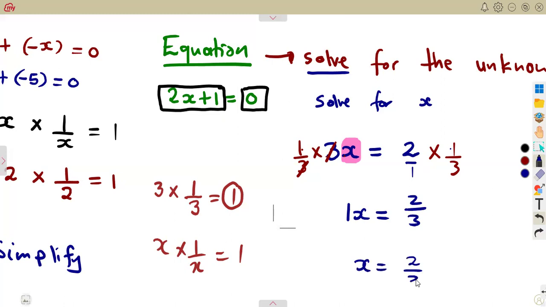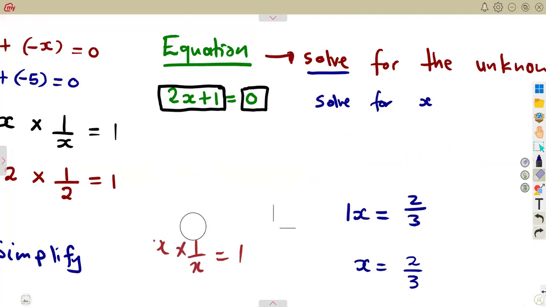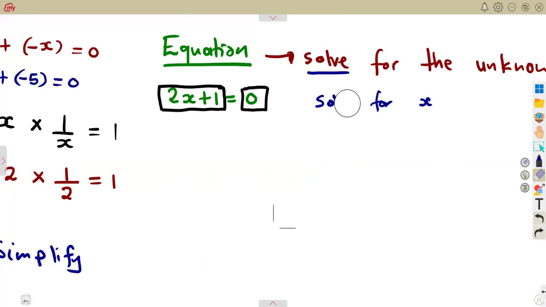x is equal to what? x is equal to 2 over 3. Remember, 1x is this x, guys. So this is the concept that you must have on the multiplicative inverse. You must find the inverse, then you multiply by it.